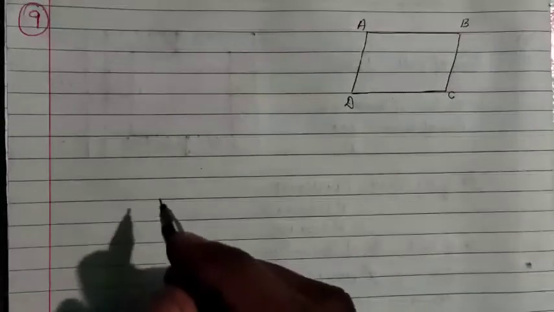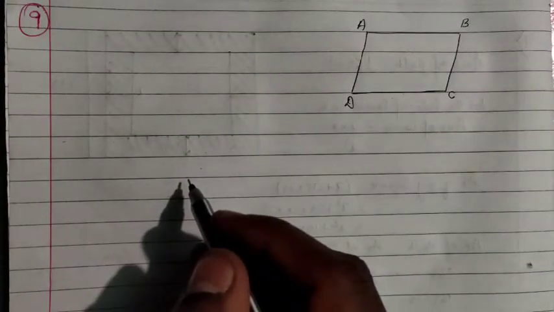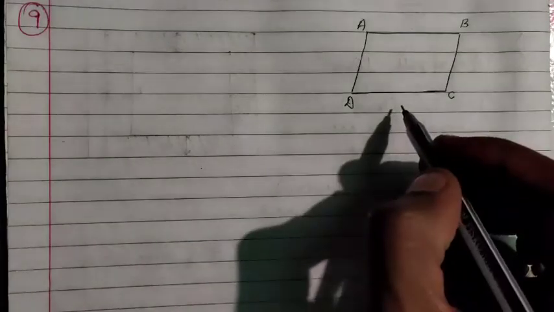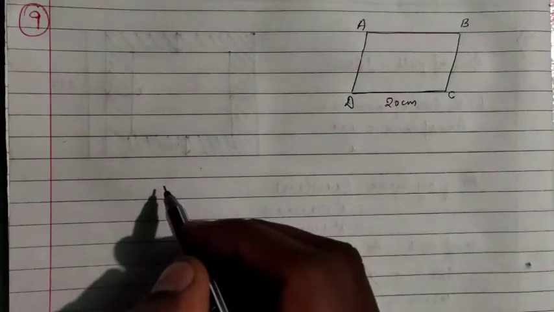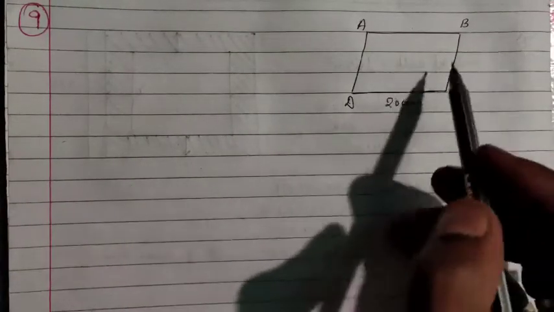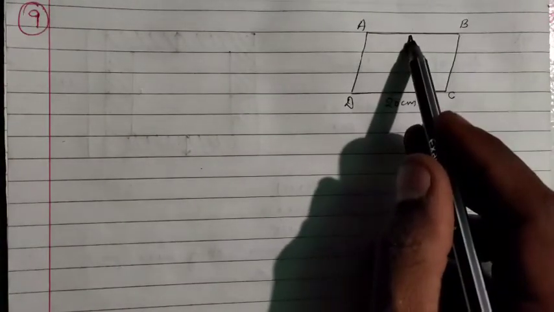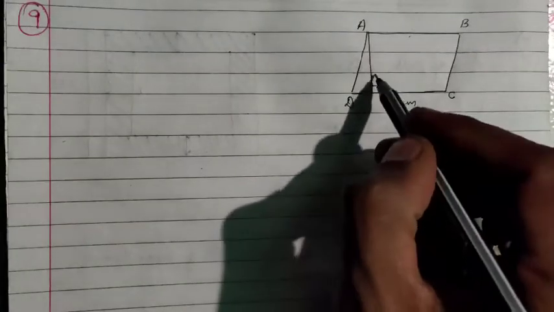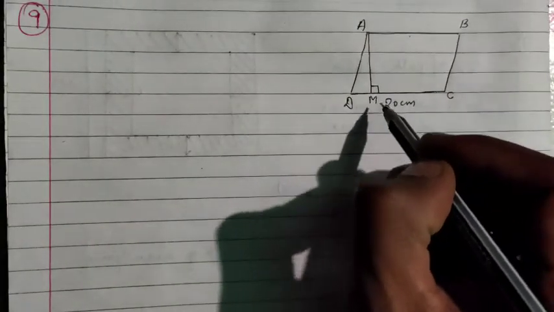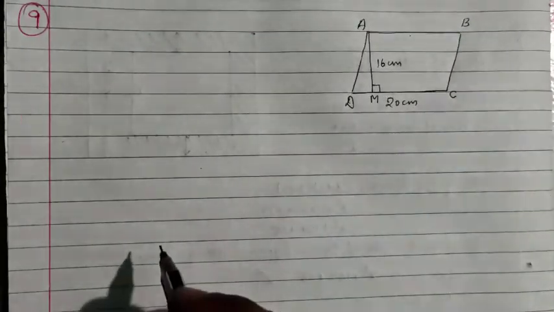This is a parallelogram. Here I am naming the parallelogram A, B, C, D. This is the name of the parallelogram, and the question is saying one side of the parallelogram is 20 centimeter. Let us take it 20 centimeter one side, and again it's saying its distance from the opposite side. For this side, this one is the opposite side. This will be the distance. When we talk about distance, it means that it should be perpendicular. It means the distance from here to here. I am taking it M. AM, the length of AM is given 16 centimeter. Find the area of the parallelogram.